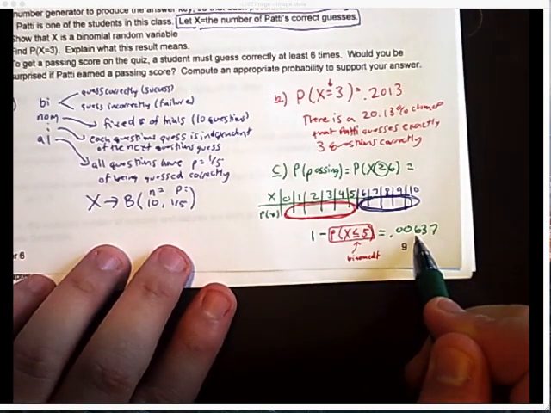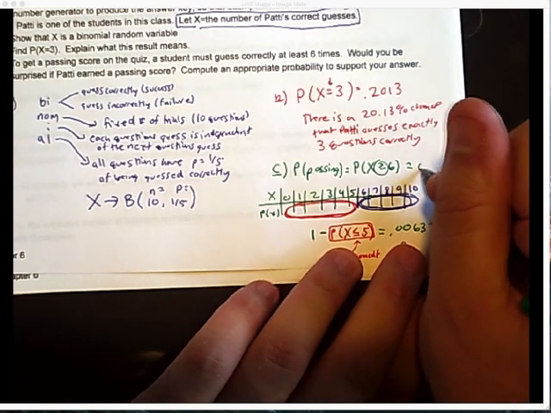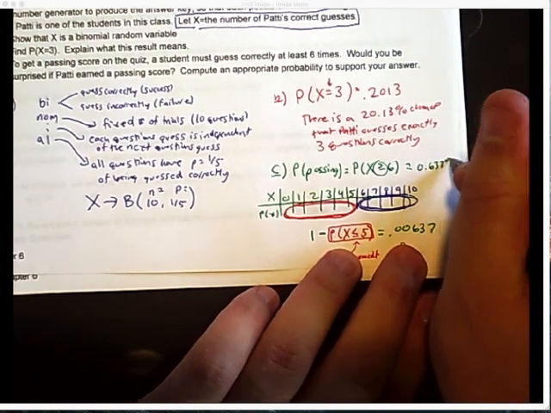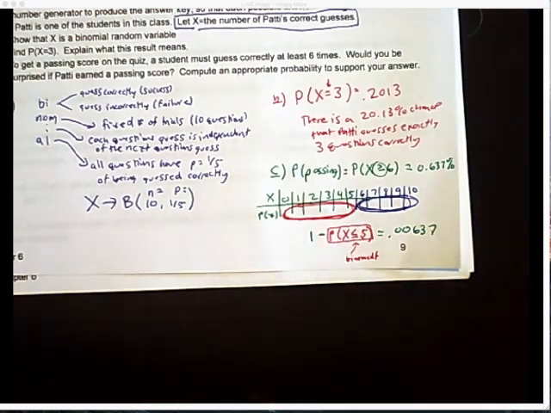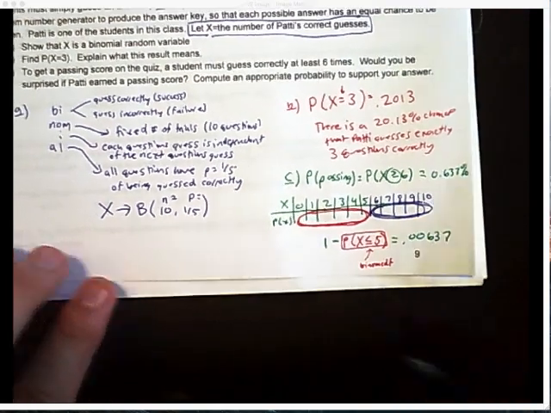So what does that mean? This isn't even a percent. All right, so this is like saying 0.637%. There's less than 1% chance that Patty would get, or any student would get, a passing score. All right. What do you think? Would you be surprised if someone earned a passing score if they only have that type of chance to get a passing score?